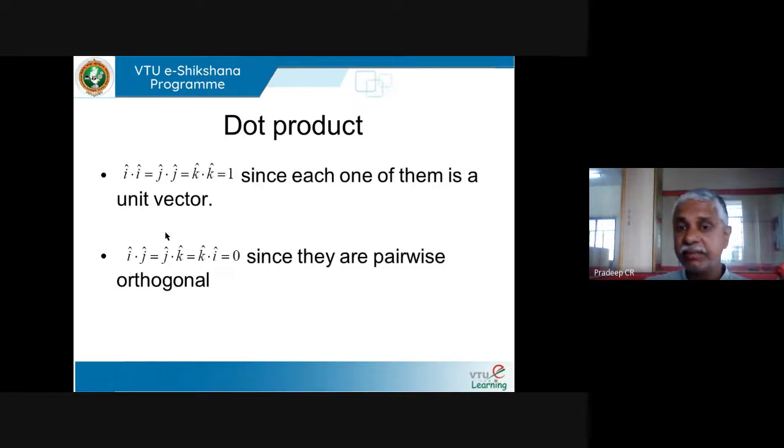i dot j will be 0, because by definition, i dot j is mod i into mod j into cos of the angle between i and j. i and j are perpendicular to each other, one on the x axis, one on the y axis. So cos pi by 2 is 0. Similarly, j dot k and k dot i are also 0 because pairwise two of them are orthogonal. Note here I have used the word orthogonal. Orthogonal means perpendicular. This is a fancy word for perpendicular. That's all.